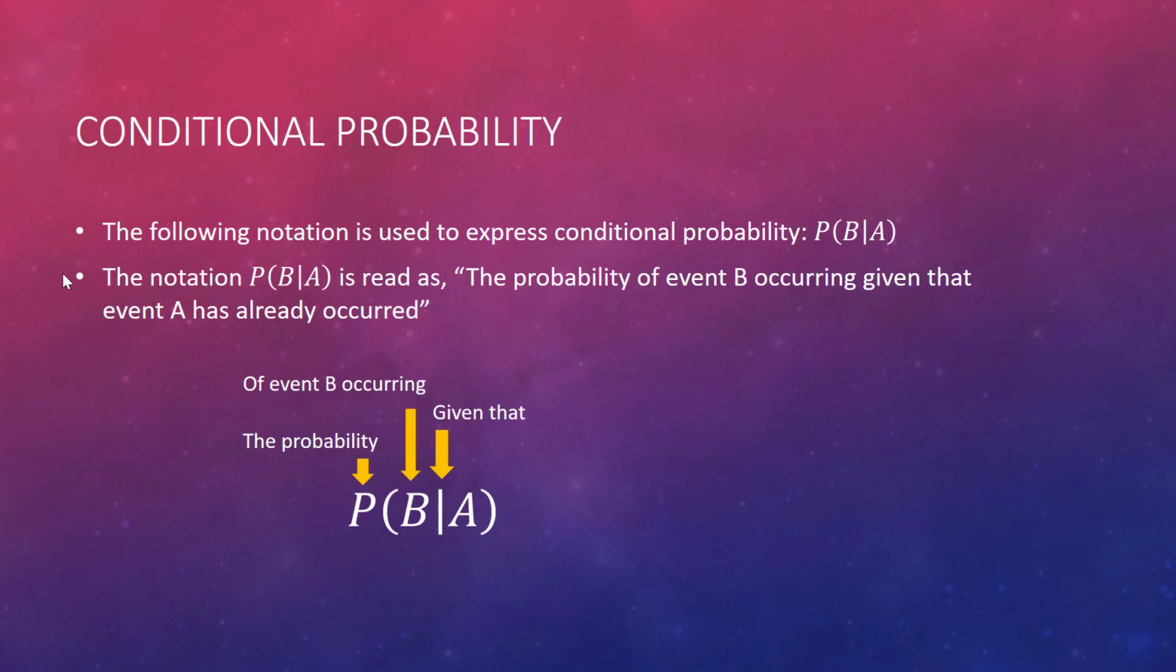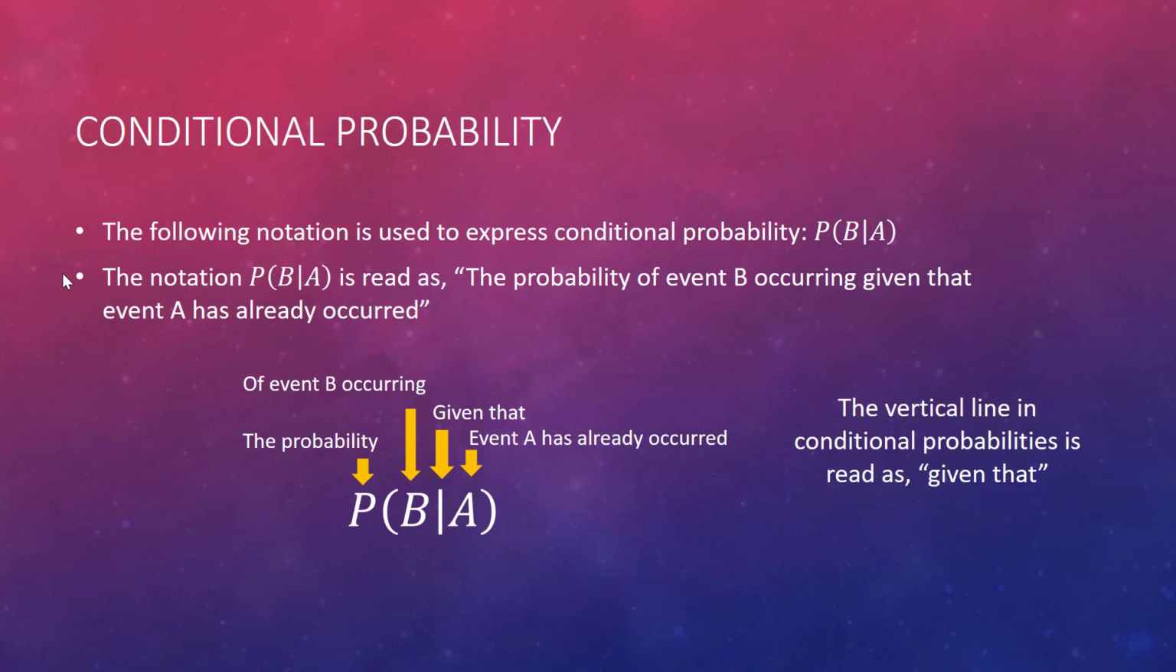Then we have this vertical line, which might be new notation to you. This vertical line between B and A is read as given that. Lastly, we have A, which is read as event A has already occurred. Again, remember the vertical line in conditional probabilities is read as given that.